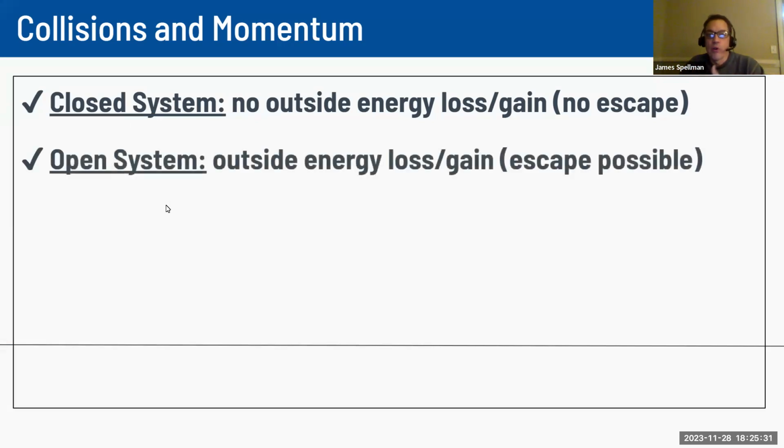Most systems, however, are open. In an open system, energy can go in, energy can come out, so escape is possible. Think of it as a jar. If you've got a closed jar, things can't go in or out. If you've got an open jar, things can.